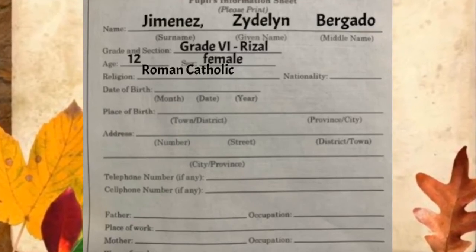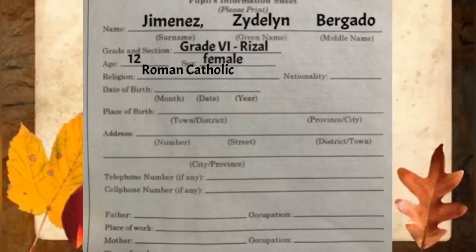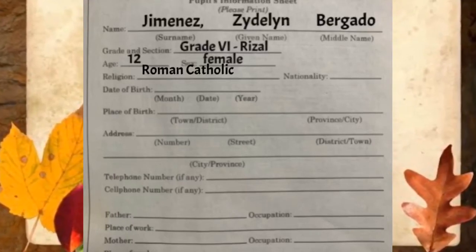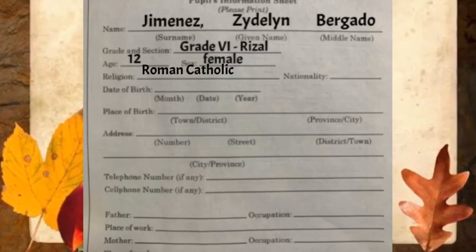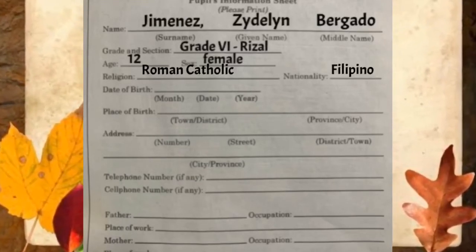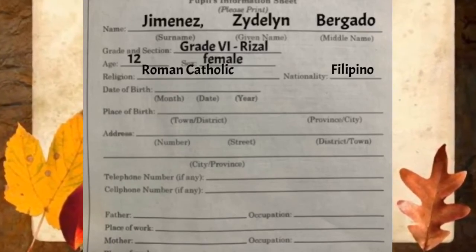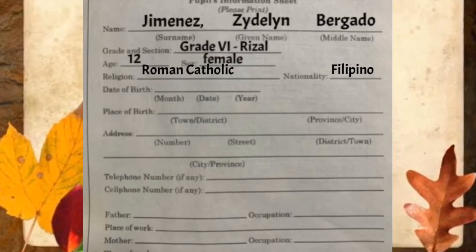Nationality is the status of belonging to a particular nation. It means your legal identity. Since Zaidelin was born and lives in the Philippines, she is a Filipino. Next is the birthday. In filling it up, you need to follow the pattern.